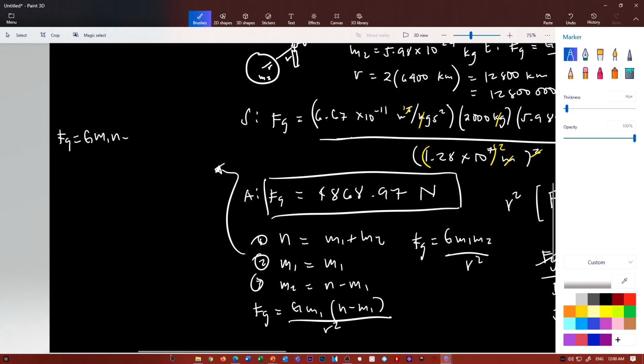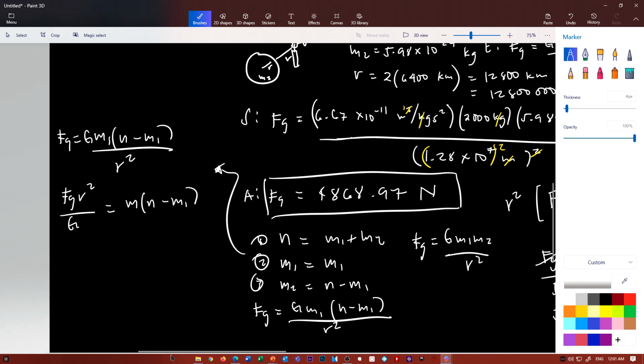what's this, m1 squared, correct? Is that right? Wait, let's have this remain first on that side. So G m1 times n minus m1 divided by r squared. So multiply both sides by r squared, so you're going to have F sub g r squared. Then divide both sides by G. Then you're left with m1 times n minus m1 there.